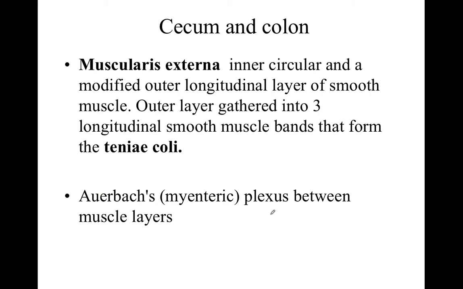For the muscularis externa, again, we have two layers, the inner circular and the outer longitudinal layer. But very important in the cecum and colon, the outer longitudinal layer gathers into three longitudinal smooth muscle bands, and we call them the taenia coli. And if you remember from anatomy, we talked about the large intestine and the cecum, and about these bands and how we can differentiate between the different parts of the colon and the cecum.